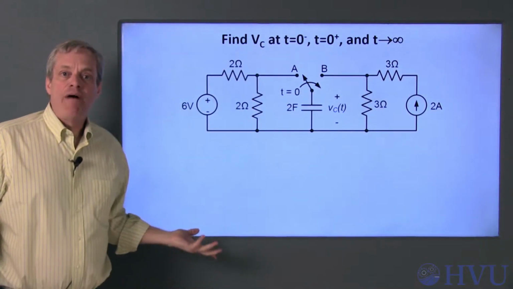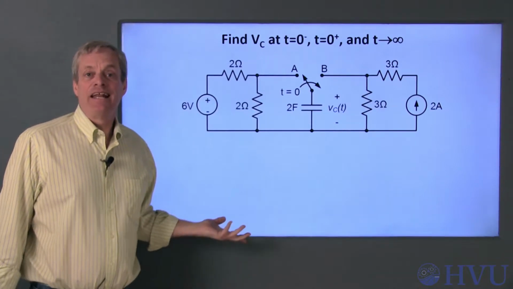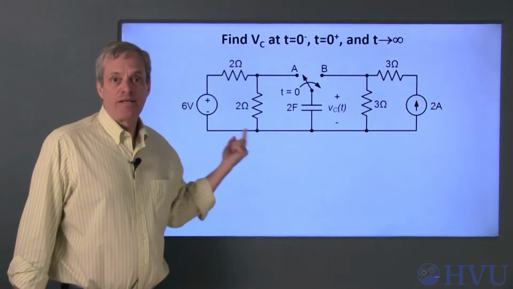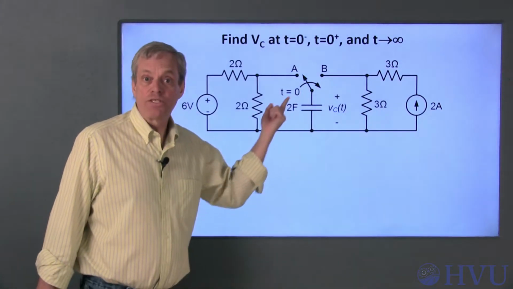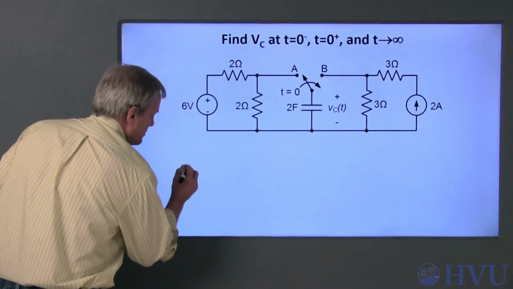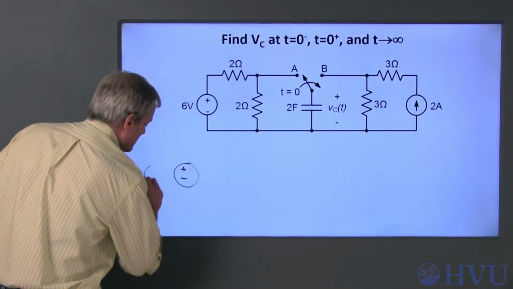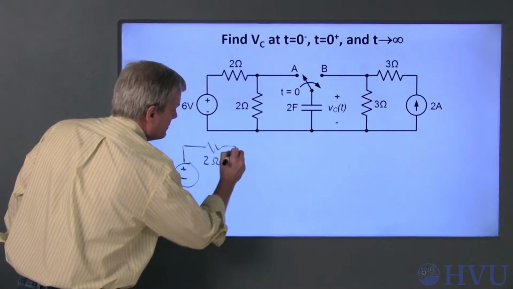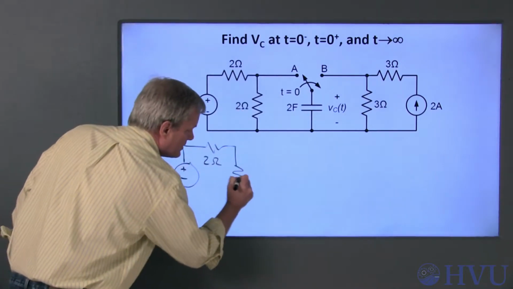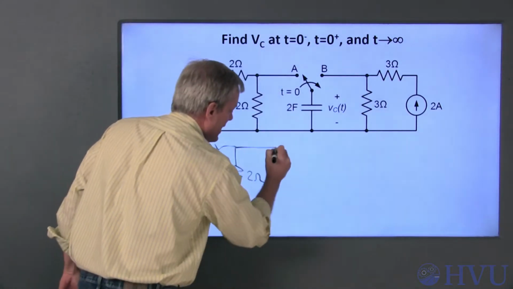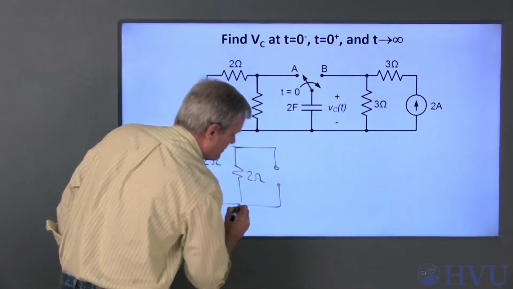At t equals 0 minus, the input is constant and has been constant for a long time. That means that at t equals 0 minus, the capacitor looks like an open circuit and there's no current flow through an open circuit. The appropriate circuit to analyze becomes this 6-volt source, a 2-ohm resistor, this other 2-ohm resistor, and finally the capacitor, which looks like an open circuit.